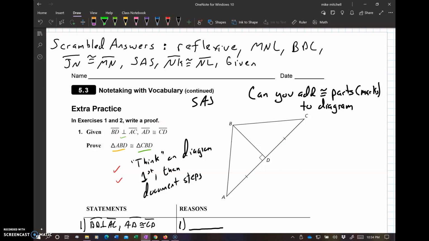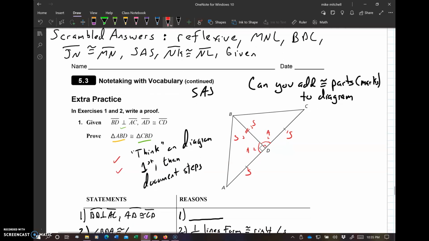Okay. I'm also noticing a reflexive property in here. I also see my perpendicular lines marked here. That means I actually have congruent angles because that's also a right angle. So that gives me congruent angles. Oh, I have three parts of information. 1, 2, 3. 1, 2, 3. Those are lined up. I got these sides, then I have an angle, then I have the sides. That looks like an SAS proof to me. Okay, so I've thought it out on the diagram.